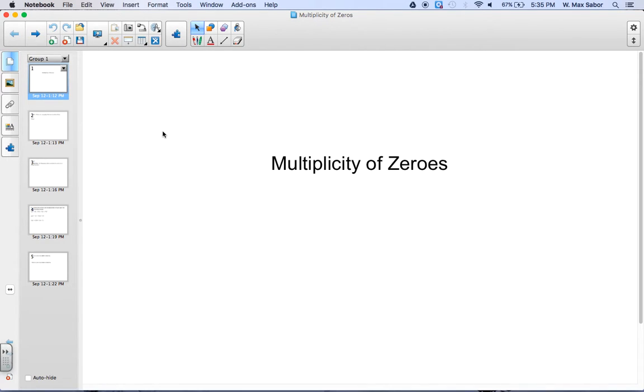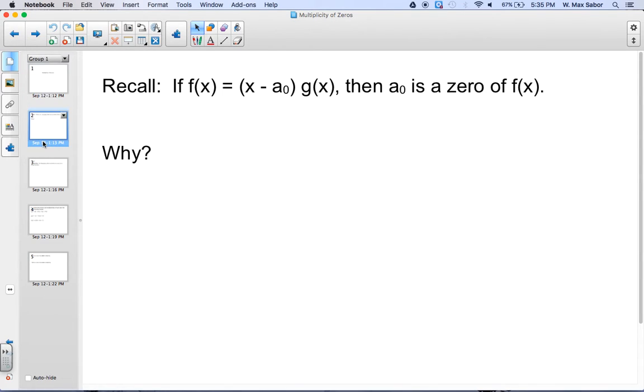Hello, this lesson is going to be on multiplicity of zeros. The word multiplicity just means how many times something happens. So a multiplicity of zeros is how many times a zero happens. So let's start with, what is a zero?